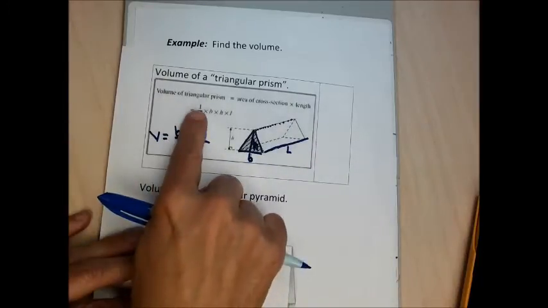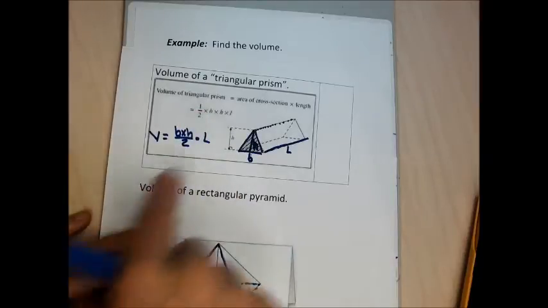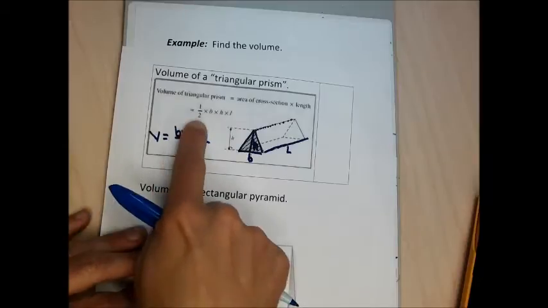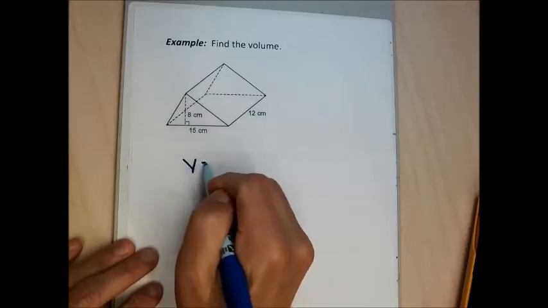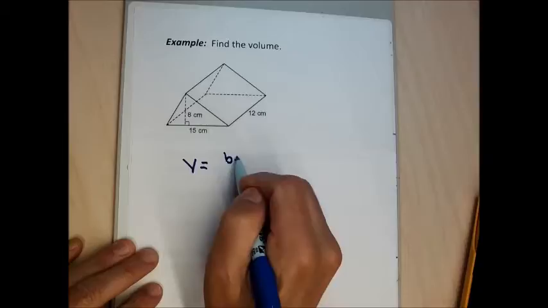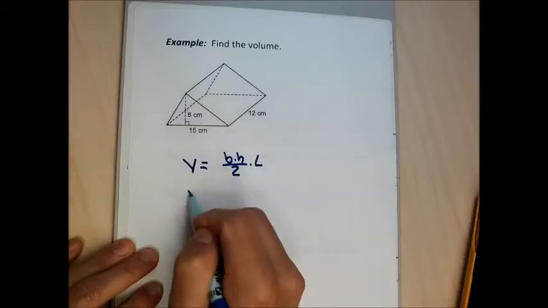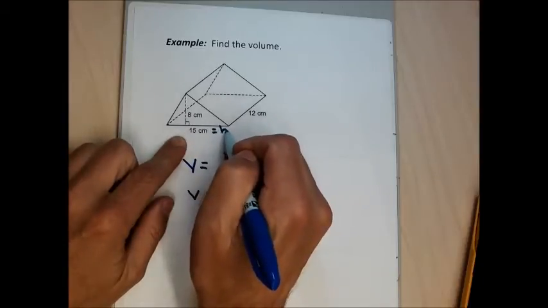The formula here is half the base times the height times the length. That 1/2 doesn't have to be written like that, it can be written like that or like that. So let me try to do this now. So I know the volume formula is the base times the height over 2 times the length. And so for this problem, the base is going to be from the triangle, which is the 15.